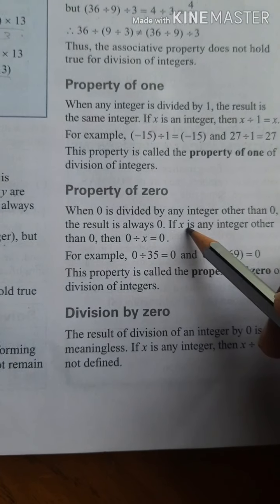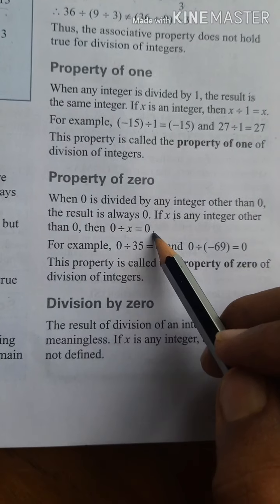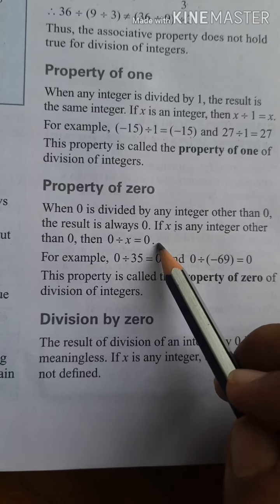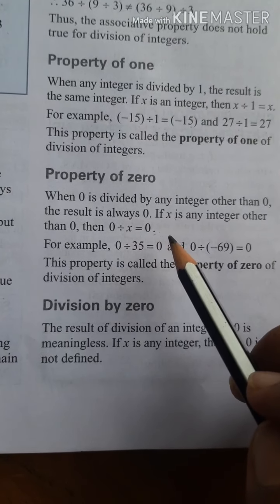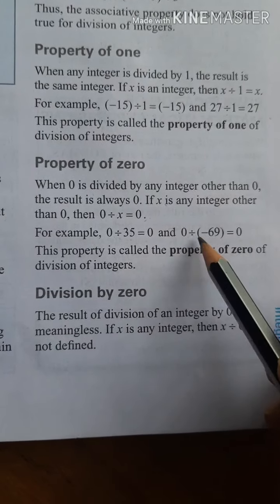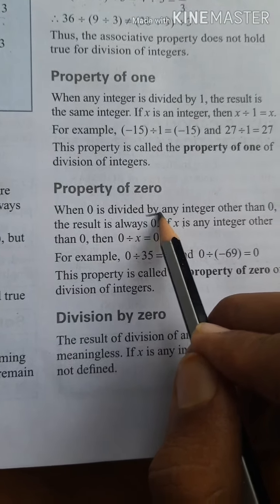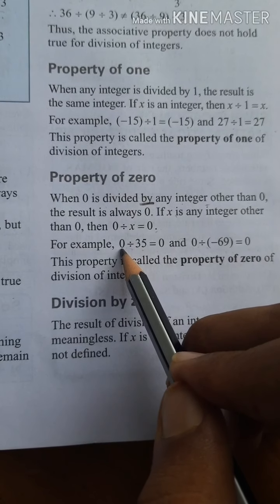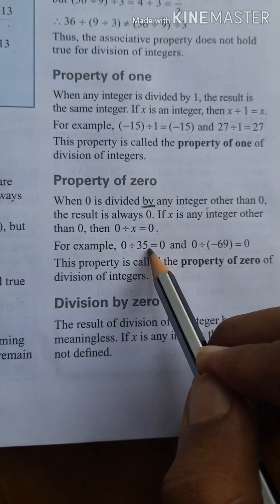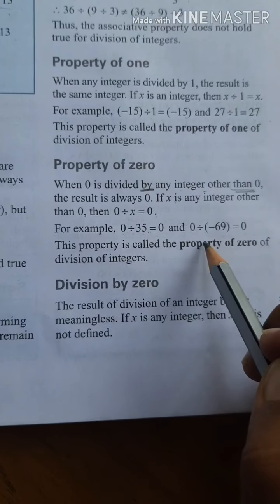Now we will go to properties of 0. The property of 0 is 0 divided by x is 0. When 0 is divided by any integer, you will get only 0, either a positive integer or a negative integer, but you will get 0 only. 0 divided by 35 is 0. 0 divided by minus 69 is 0. But be careful, 0 is divided by any integer, so the numerator should be 0 and the denominator is not equal to 0, which means any integer other than 0. So this is the property of 0.